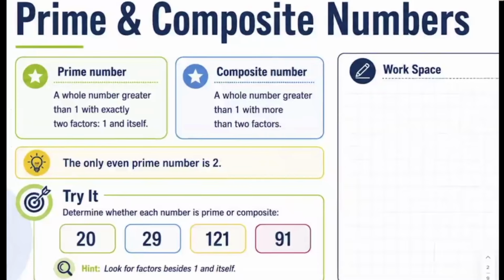So if a whole number is greater than 1 with more than 2 factors, it's called a composite number. 20 is obviously a composite number, right? What about 29? 29 is prime. What about 121? It's not prime, right? It's a perfect square, because 11 times 11.